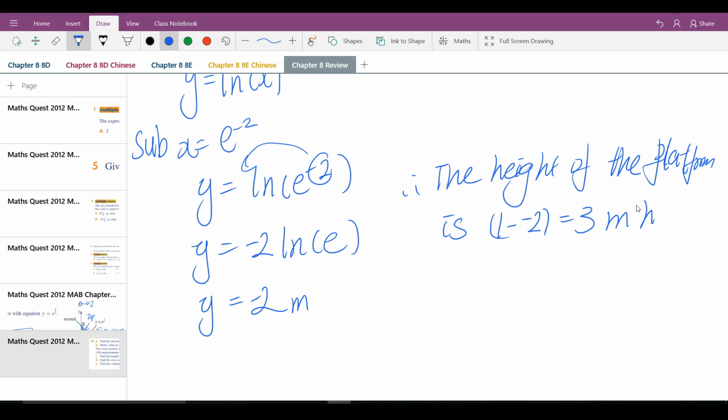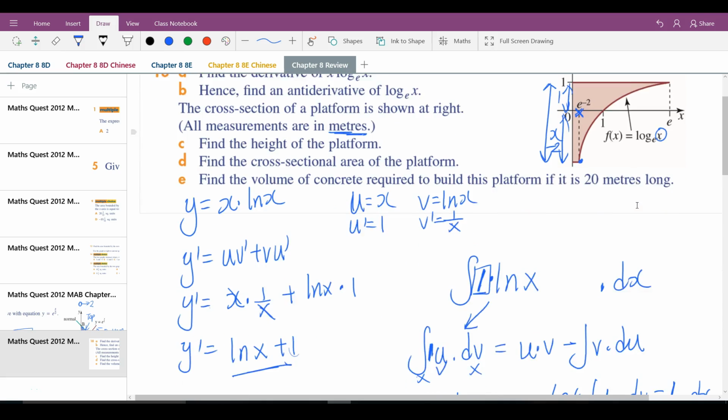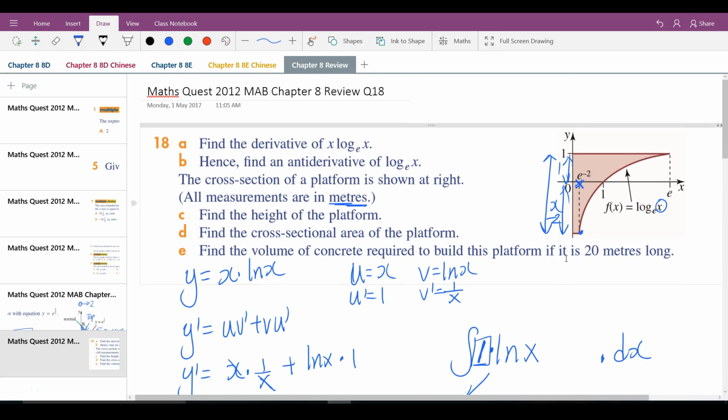Oops, battery is going low. Okay, 3 meter height, 3 meters. All right, just put it like that. So that's 3 meters. All right, that's C done.